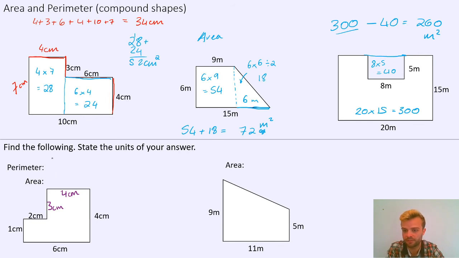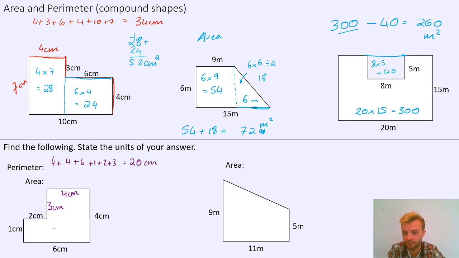So to get the perimeter, we just add all the way around the outside. We've got 4 plus 4 plus 6 plus 1 plus 2 plus 3. That's all the way around, and that comes to 20. Now, it says state the units of your answer. These are all in centimeters. Perimeter is just a length, so it's centimeters.